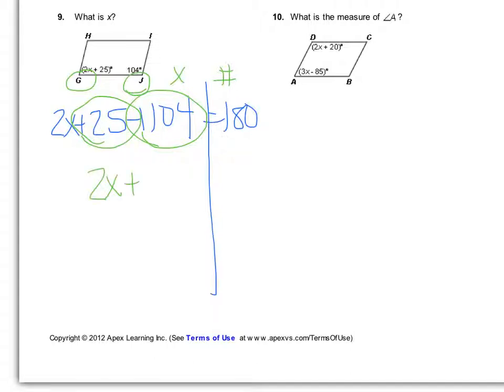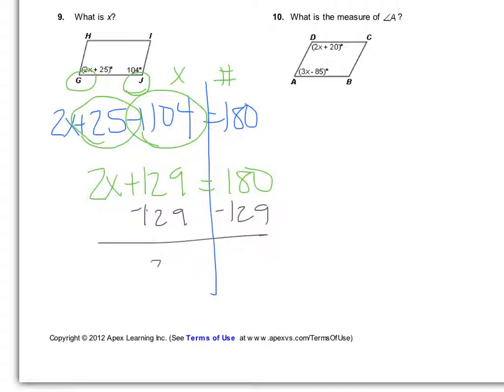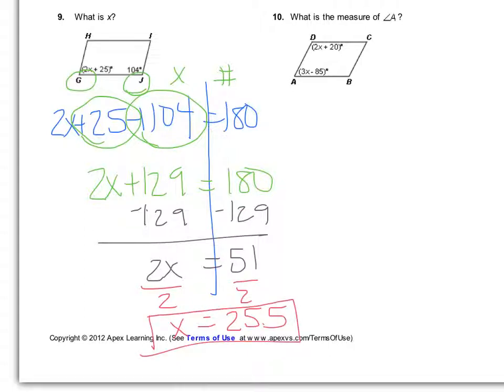So 2x plus 129 equals 180. Then I'm going to subtract 129 from both sides. So 2x equals 51. And then I'm going to divide both sides by 2, and I get that x equals 25.5. So that would be x in this case.